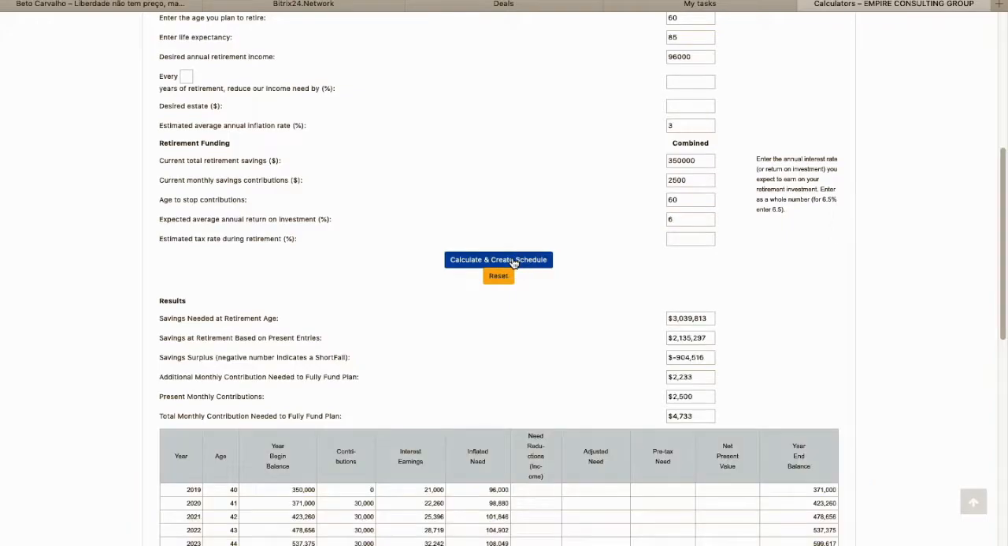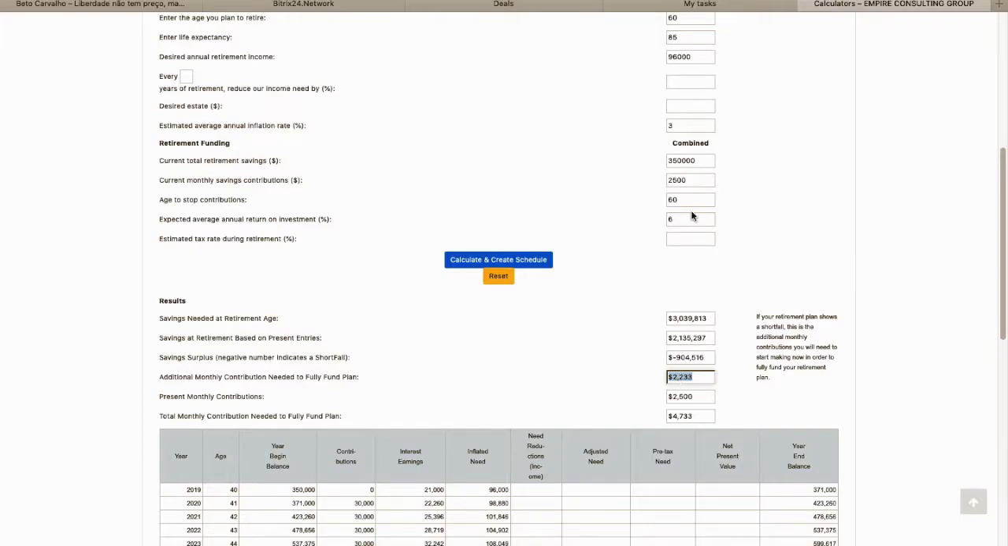Now we calculate. The calculation shows me that if inflation is at 3% and I'm growing my $350,000 at 6% and I'm contributing every month $2,500, then I have a shortfall of $2,223 to reach my target. My total required monthly saving is $4,733. My current saving is $2,500. So here is the shortfall.